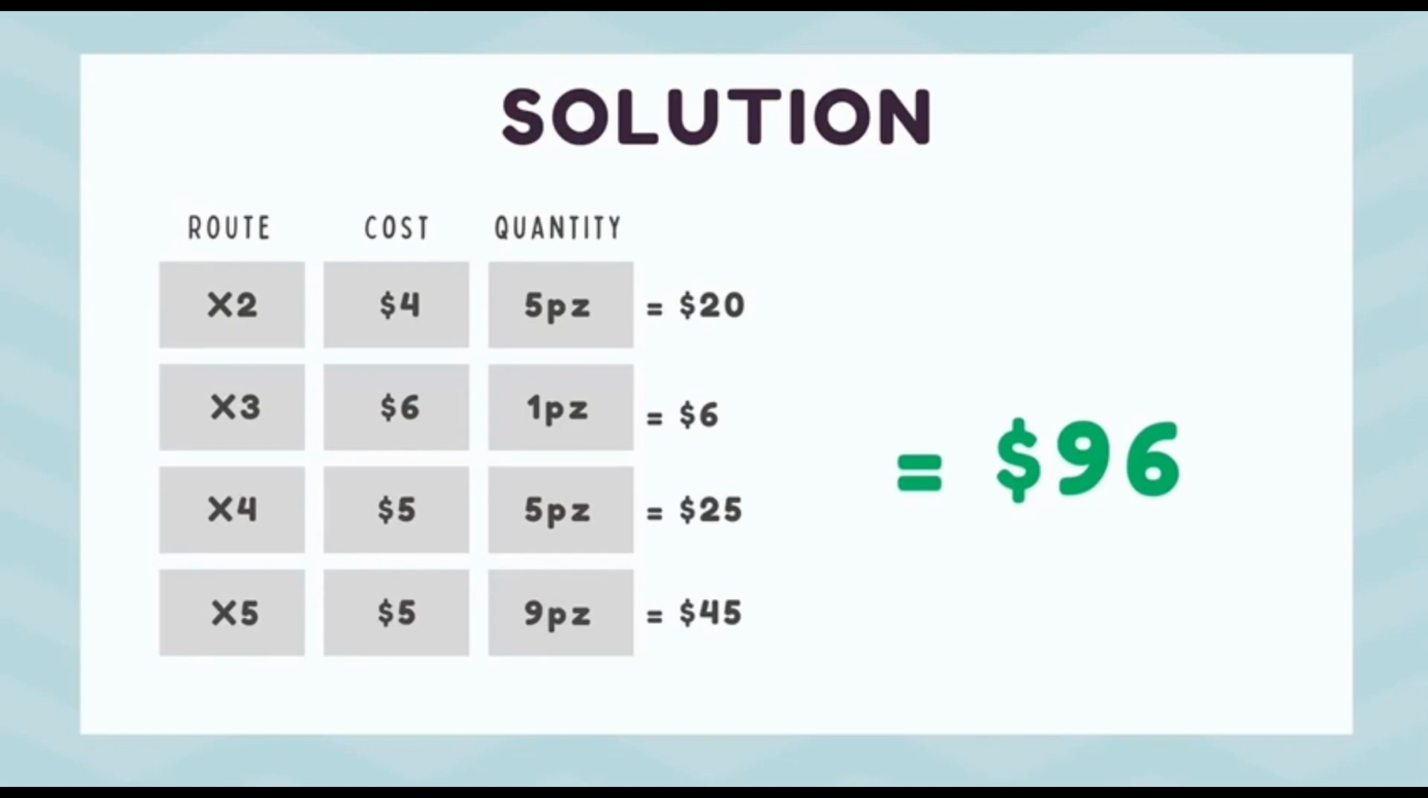Why were these routes chosen? Because transporting them is cheap, and let's remember that what you are looking for with this type of problem is to minimize the transport cost.